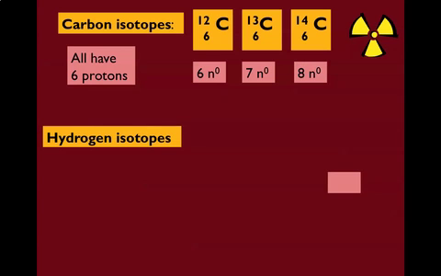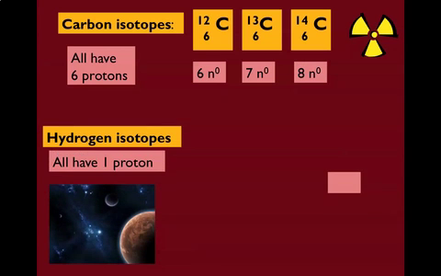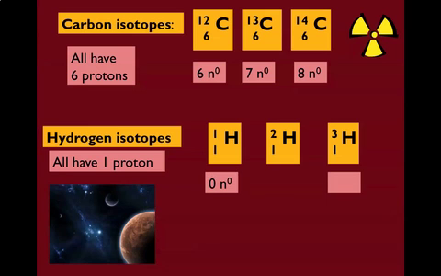We also have hydrogen isotopes. They all have 1 proton. That makes them hydrogen. So we have 3 different versions here. Again, we have 0 neutrons on the first one, 1 neutron on the second one, and 2 neutrons on the last one. And these all occur naturally.